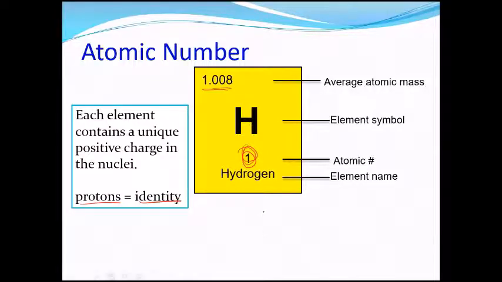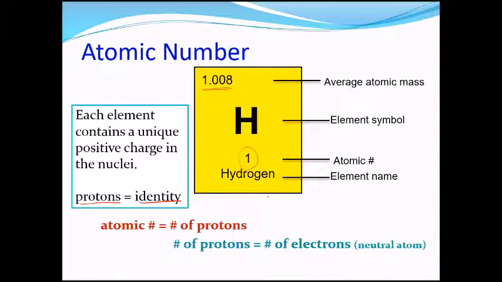So any atom, doesn't matter anything else about it, just so long as it has one proton, it's automatically going to be a hydrogen. So say carbon is number 6 on the periodic table for atomic number, so any atoms that have 6 protons are automatically carbon atoms. Atomic number equals the number of protons.